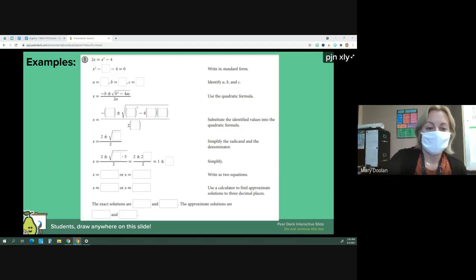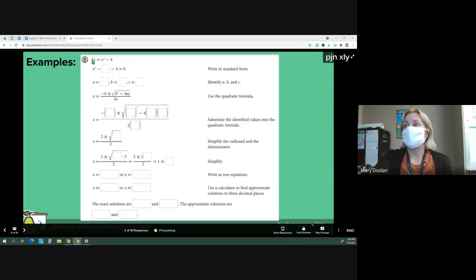And so that first step is to make sure it is in standard form, and it's not right now, so we do need to rewrite it into standard form. Standard form means I have 0 by itself on one side of the equal sign, yeah?